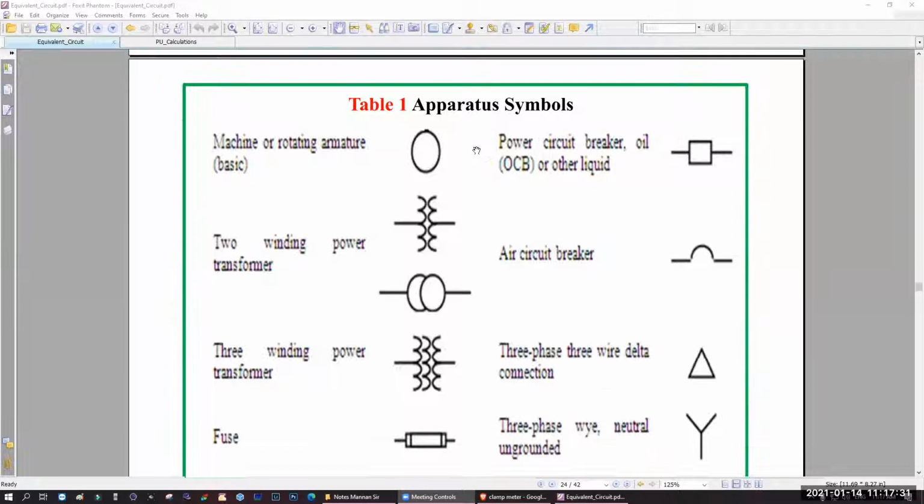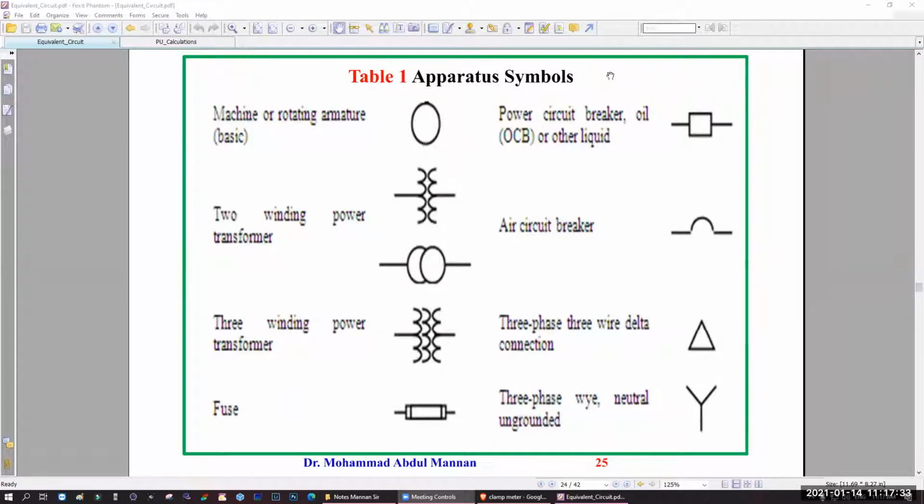Okay. Now, what are the symbols and apparatus? So you have to know which one is which. The round thing, that means the circle, is a machine or rotary armature. Circle is a machine, that means generator or motor. So how do you know it is generator or motor? G and M. Okay, G will be written or M will be written. Understood?